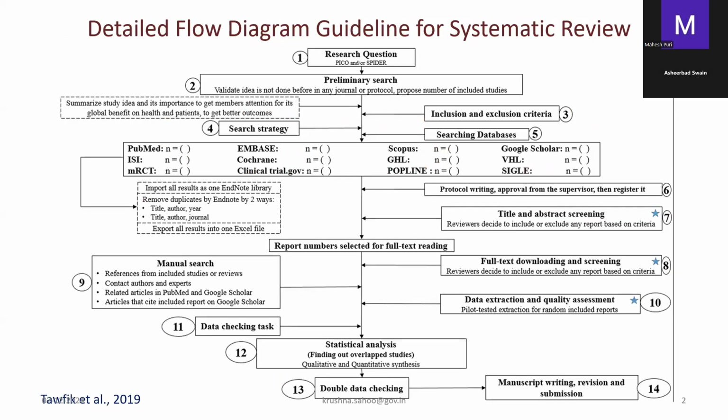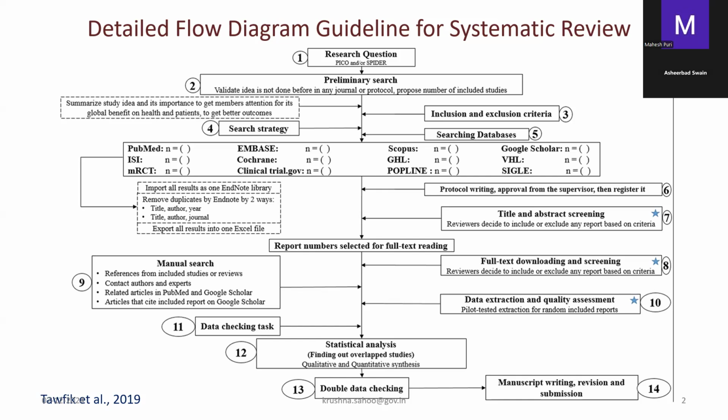So in the past class, I shared the detailed flow diagram guideline for the systematic review. Almost everybody developed a research question, either using PICO or SPIDER or the concept mapping format. Then you also do a preliminary search to validate that the idea is not done before, or whether any journal or protocol or proposed number of studies is included. So you can cross-check that it should not be duplicated.